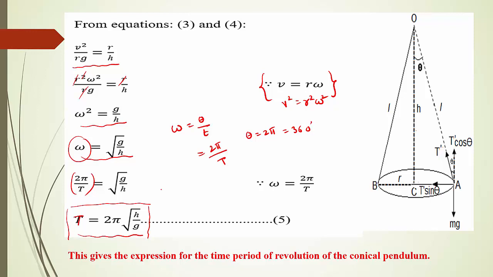So this completes circular motion. In circular motion, we studied the basic terms related to circular motion, and we derived centripetal acceleration for uniform as well as non-uniform circular motion. And this last example is related to the conical pendulum. So this completes the theoretical part of motion in a plane.